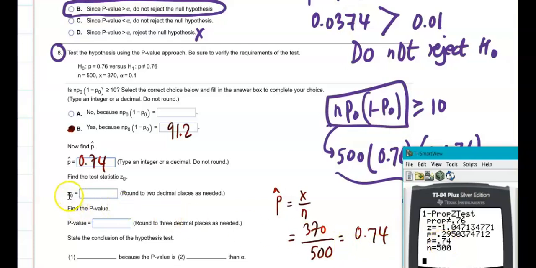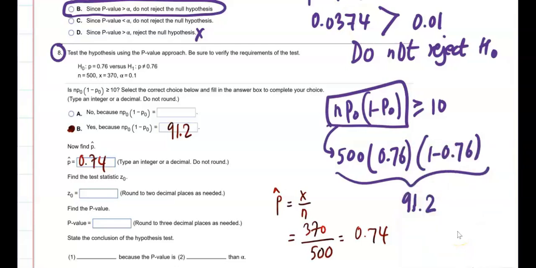So what's the test statistic here? Z is the test statistic, also the symbol Z0, and the p-value over here. So everything you get from the calculator. So let me write down here, the test statistic is going to be negative 1.05, and the p-value is going to be 0.295.